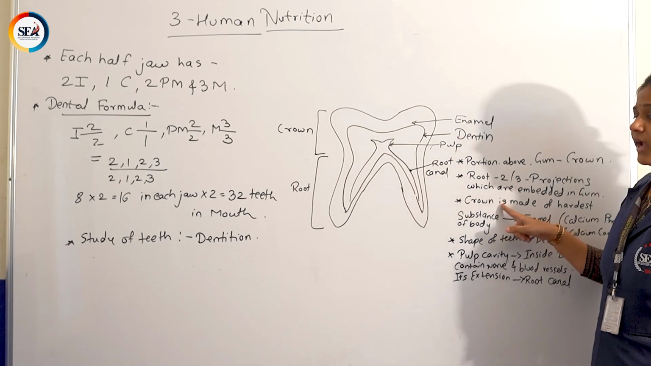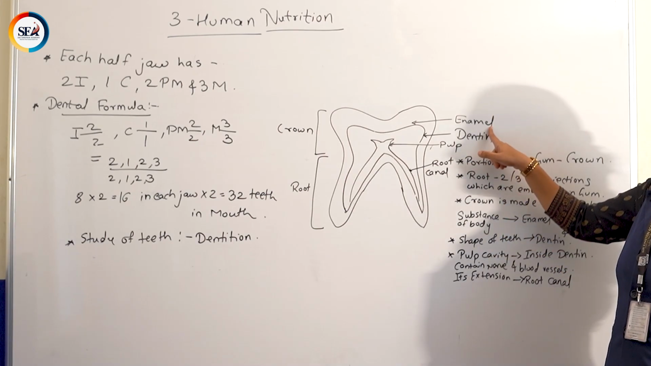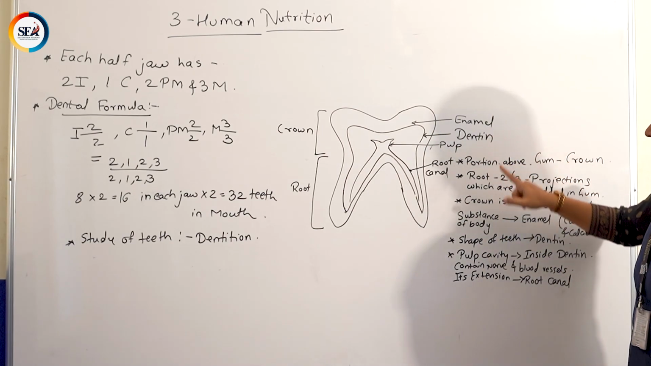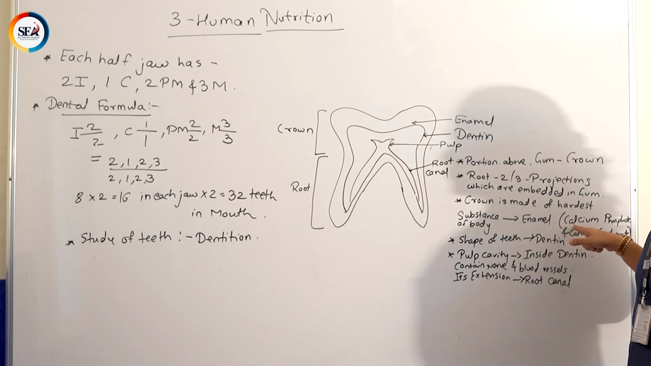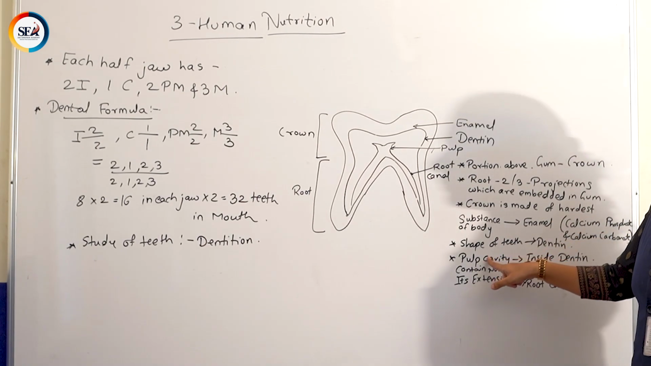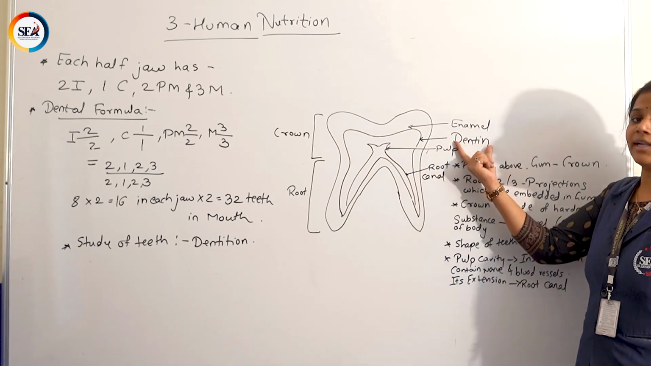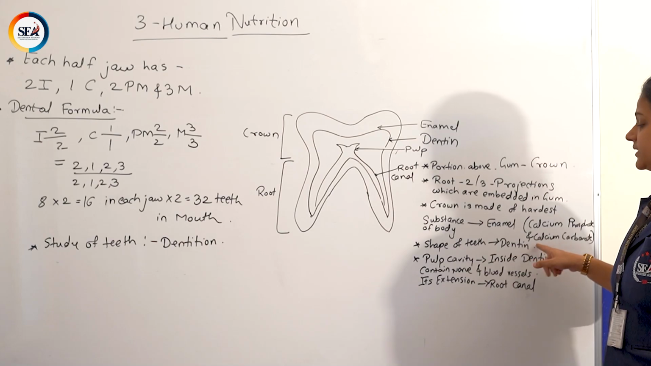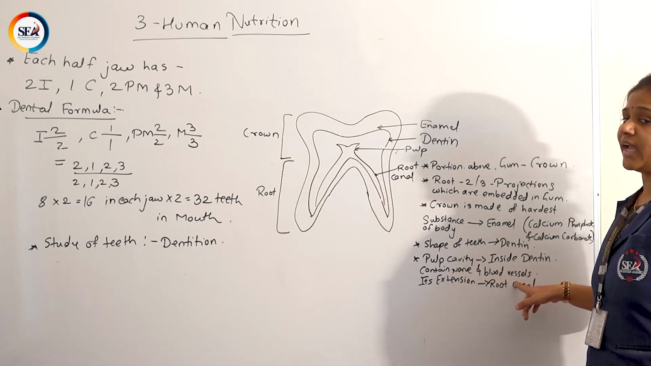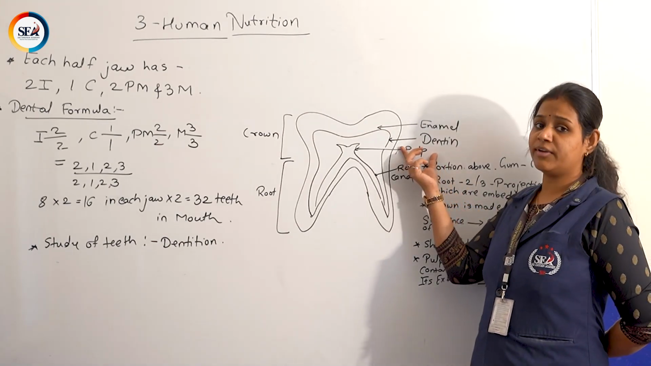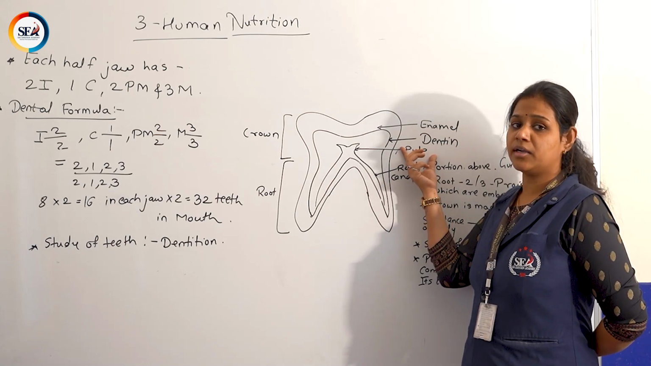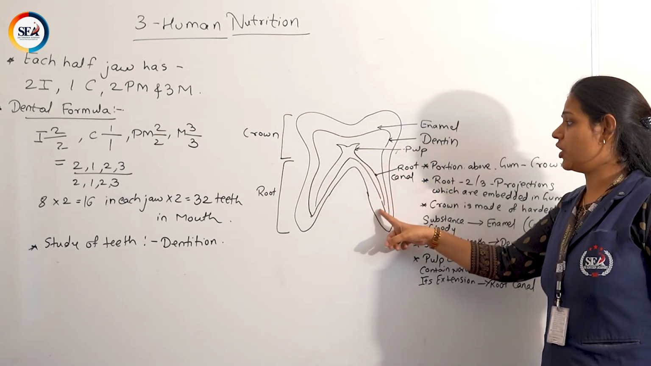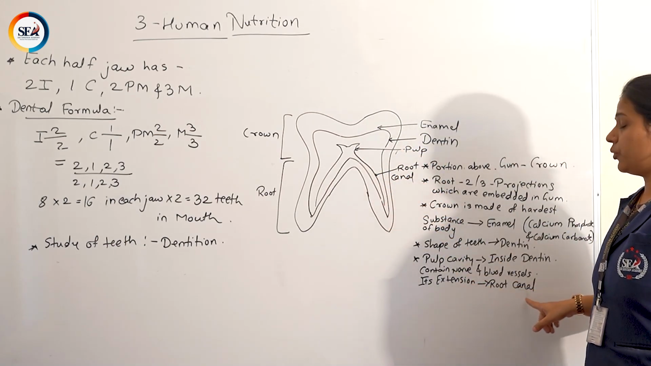Next, the crown. The crown is made up of the hardest substance of our body, which is called enamel, made up of calcium carbonate and calcium phosphate. The shape of our teeth is decided by the dentine. The pulp cavity which is present inside the dentine contains nerves and blood vessels. This is the pulp in which there are blood vessels and nerves present. The extension of the pulp is called the root canal.